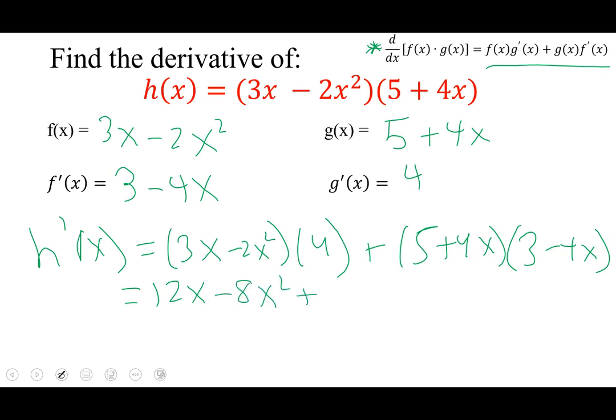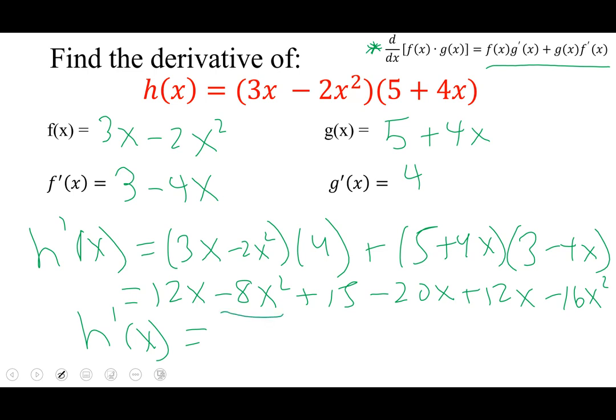So this is going to give me 12x minus 8x squared. Then I'm going to have to go ahead and FOIL. So that's 15 minus 20x plus 12x minus 16x squared. And my final answer, which is h prime of x, I'm going to go ahead and combine like terms, and I'm going to make sure that I put it in standard form.